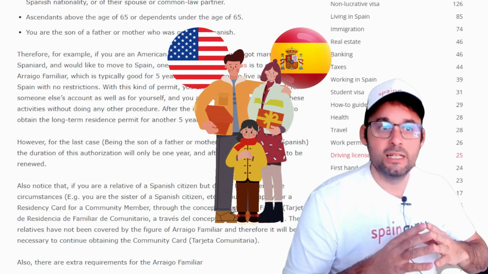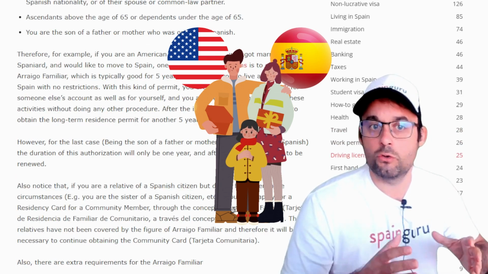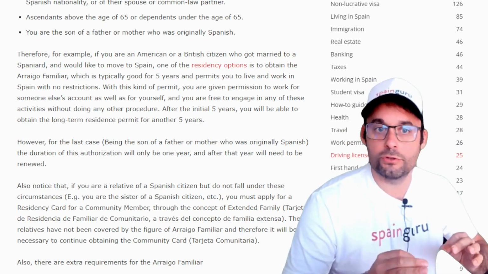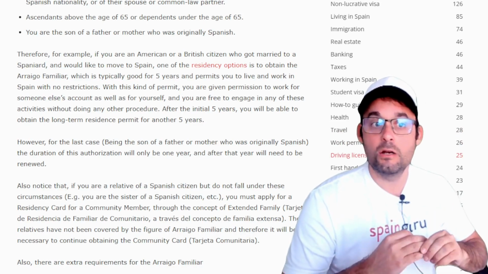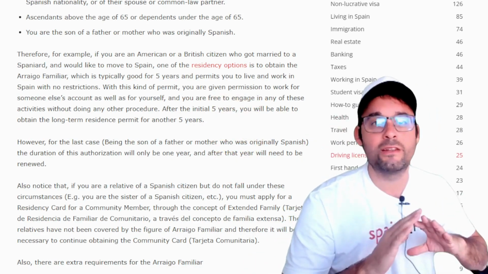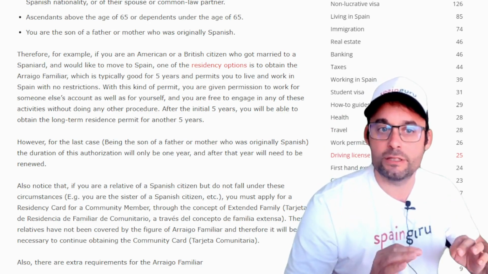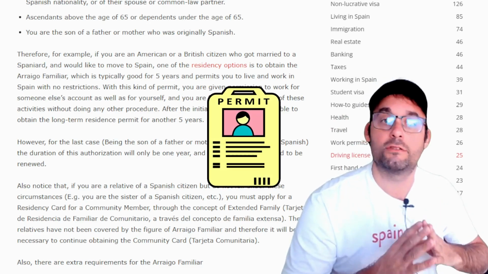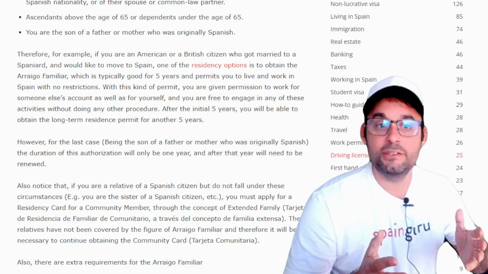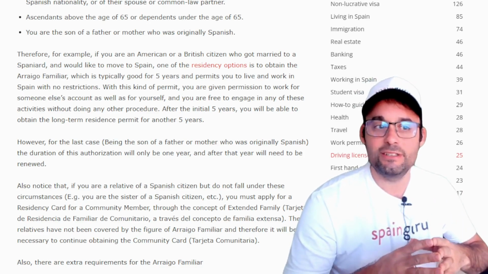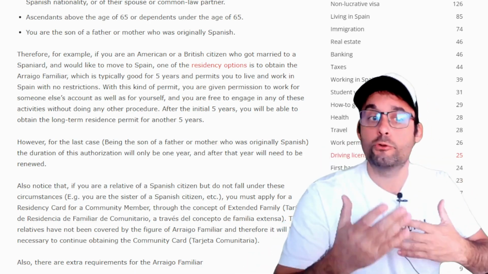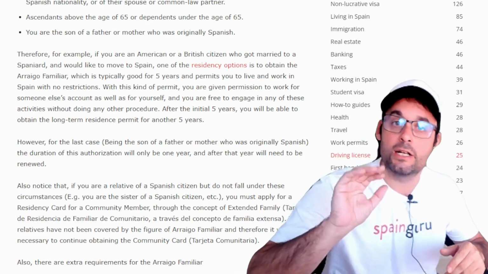Therefore, for example, if you are an American or a British citizen who got married to a Spaniard and would like to move to Spain, one of the residency options is to obtain the Arraigo Familiar, which is typically good for 5 years and permits you to live and work in Spain with no restrictions. With this kind of permit, you are given permission to work for someone else's account as well as for yourself as a freelancer. And you are free to engage in any of these activities without doing any other procedure.